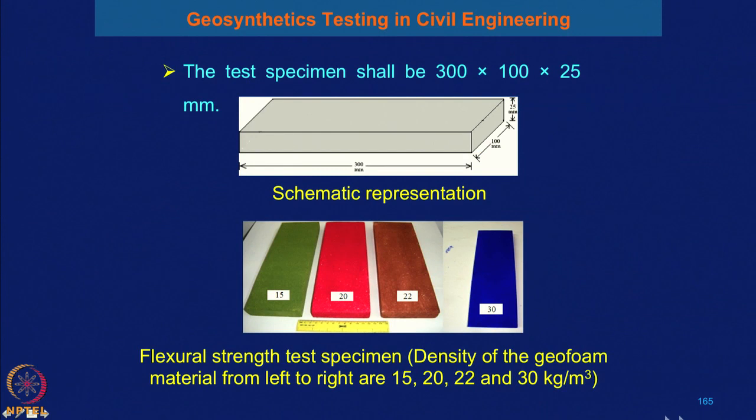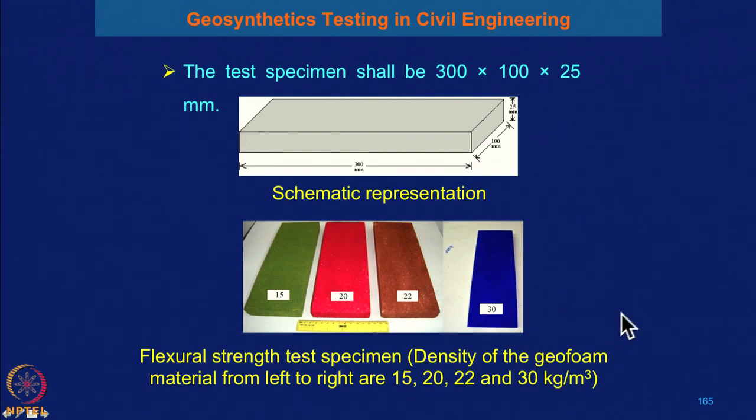This test specimen, as I told you, should be 300 by 100 millimeter, and 25 millimeter thick. This is an EPS geofoam specimen. So, you can cut any sample of that size, 300 by 100 millimeter by 25 millimeter, and you can perform the test under different densities of the EPS geofoam material.